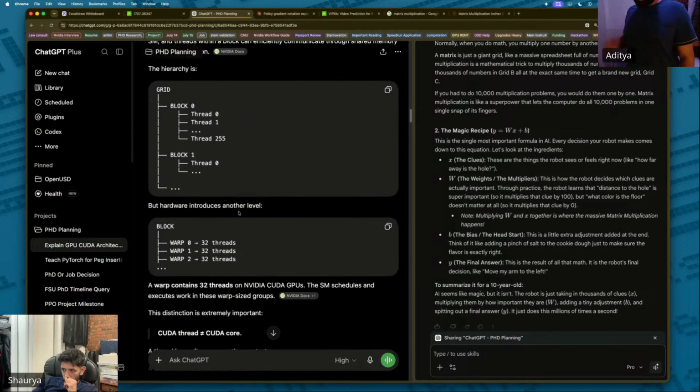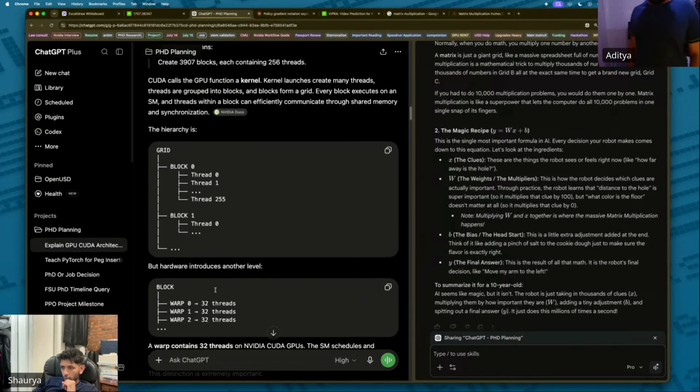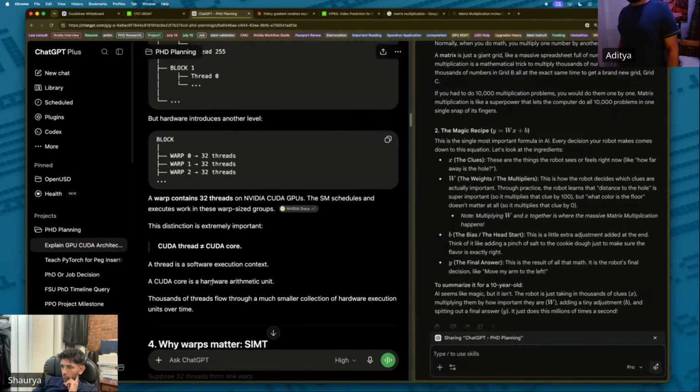But hardware introduces another level: the warp. Between block and thread, there is also a warp, in which each warp contains 32 threads. On NVIDIA CUDA GPUs, the SM schedules and executes work in these warp-size groups.